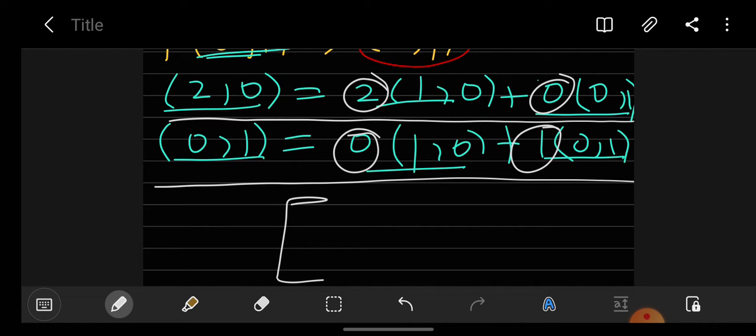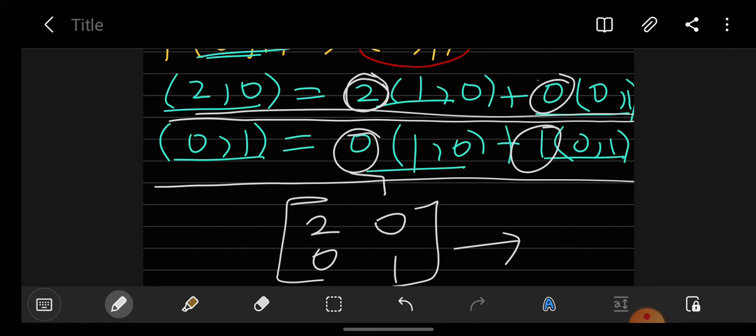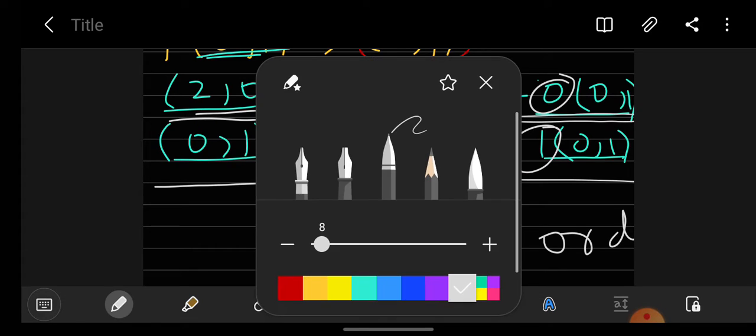You first write this thing in the form of a column vector. So 2, 0 and this 0 and 1. So this is your ordered basis. Okay, let me start understanding again. We start again.